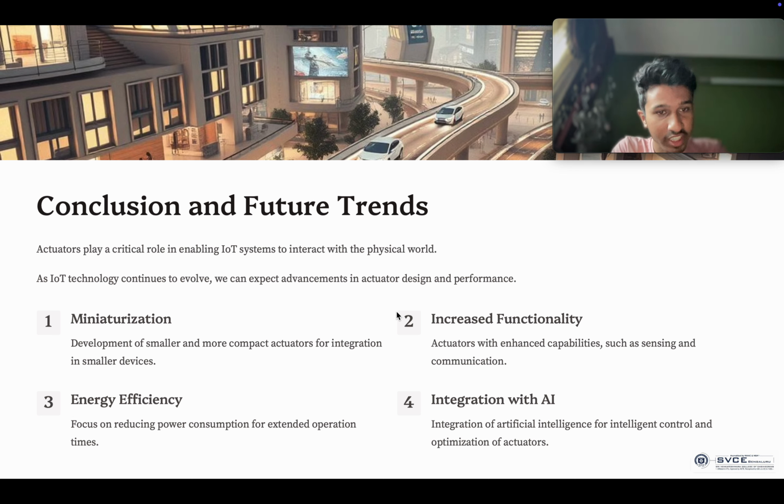We also have miniaturization, that is, developing smaller and more compact actuators for integrating in smaller devices. Second, we have increased functionality: actuators with enhanced capabilities such as sensing and communication. Then we have energy efficiency, that is, focusing on reducing power consumption for extended operation times. And then we have integration with AI. Nowadays actuators are being integrated with AI for advanced applications throughout the industry. So these are all the functions, trends, and various components of IoT.